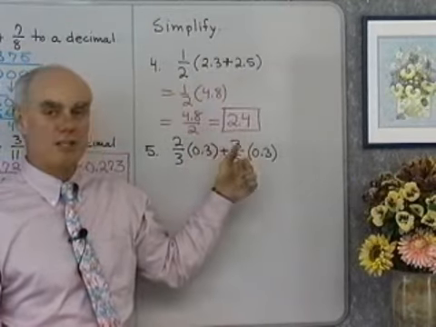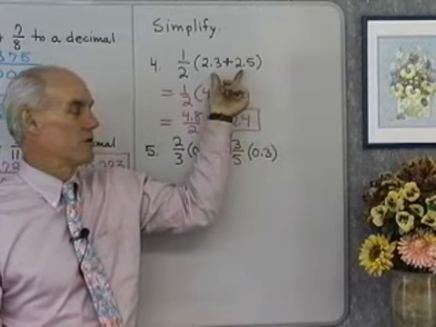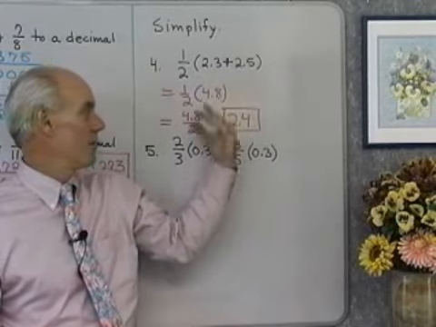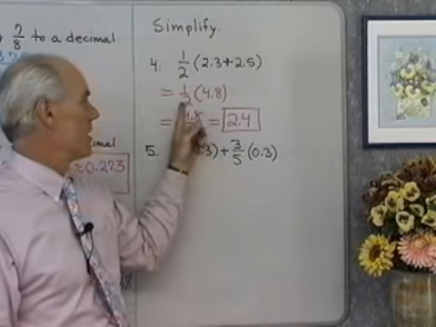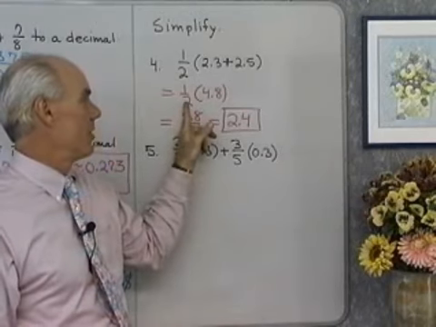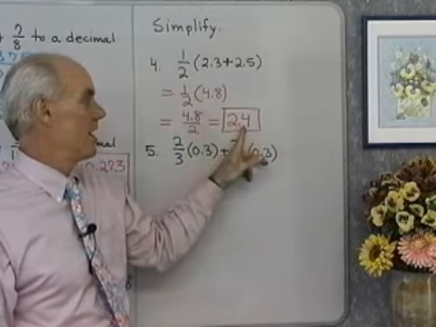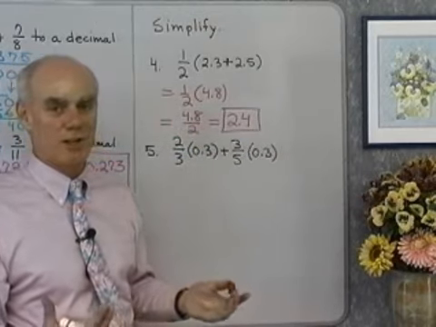Sometimes it helps to convert your fractions into decimals before you start, but in this case it was just as easy to do it this way. If I had done it the other way, I might have changed this to 0.5. If I multiply 0.5 times 4.8, I'm still going to get 2.4, so you really can't go wrong.